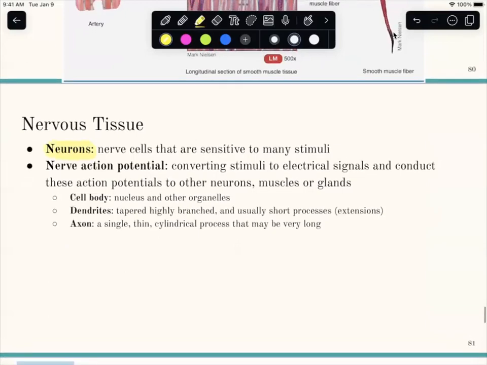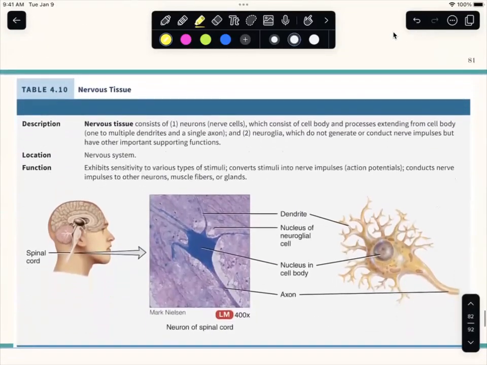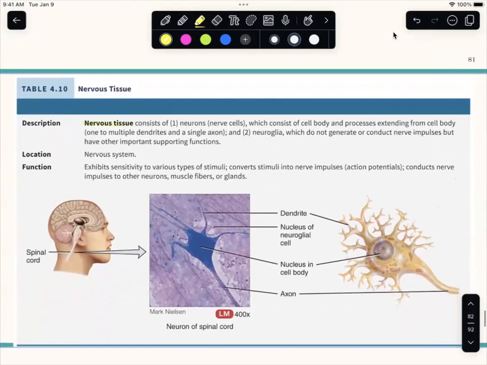Neurons send what are known as action potentials. That is the electrical signals that they use to communicate, to talk to each other, to talk to your muscles, to talk to your glands, or to send that information up to your brain. So here is all we need to look at now for nervous tissue. We'll go into more detail on it later.